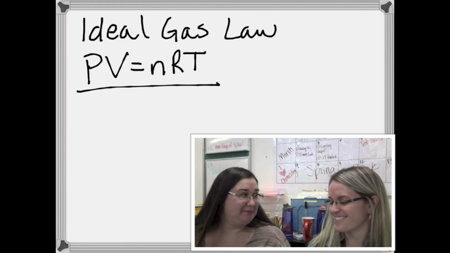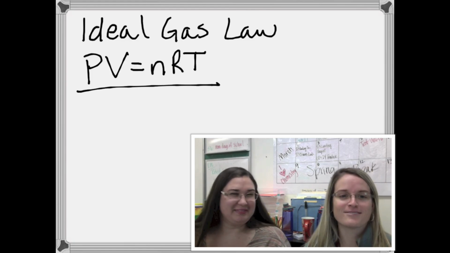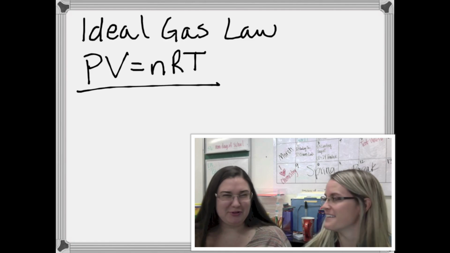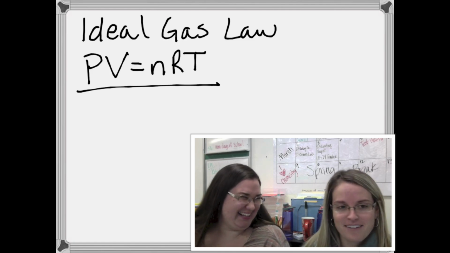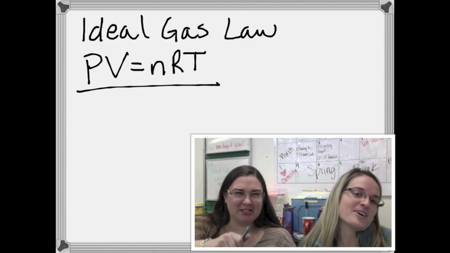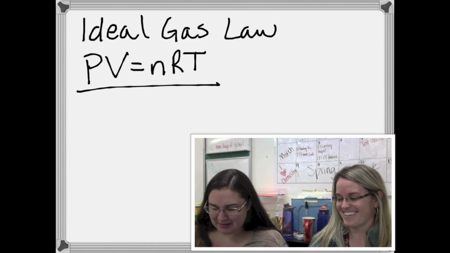Pervnert. I just love saying this equation. PV equals nRT. It just... Pervnert. Say it, pervnert. Not pervert. There's no E.